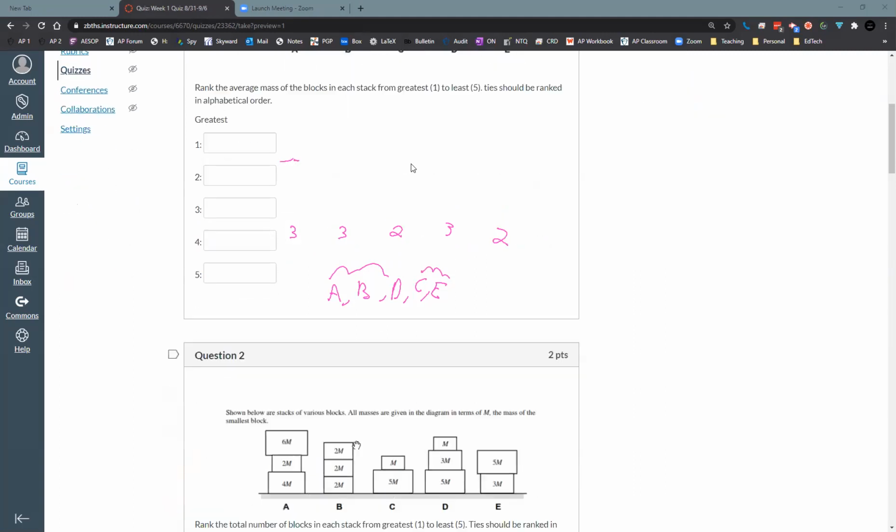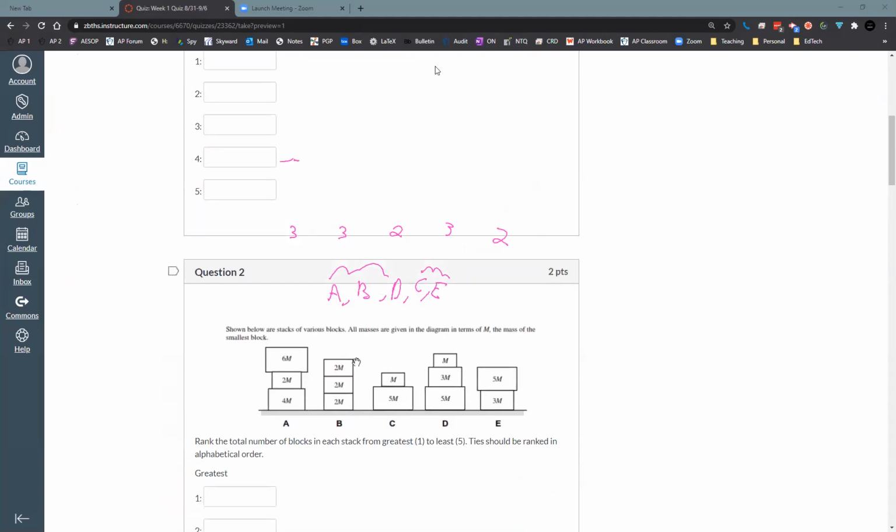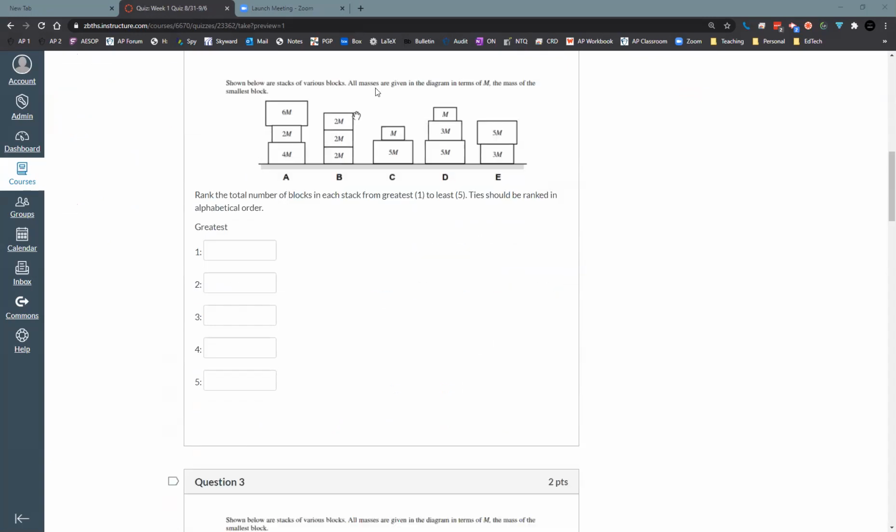All right, problem 2. Let me clear that real quick. Problem 2, we got different pictures here, and it says rank the total number of blocks in each stack. I went over this in class as an example, but just count up the blocks. There are 3 blocks there, 3 blocks there, 2 blocks there, 3 blocks there, 2 blocks there. So this is going to be A, B, D, C, E. So actually the exact same answer as the last one, purely by coincidence.